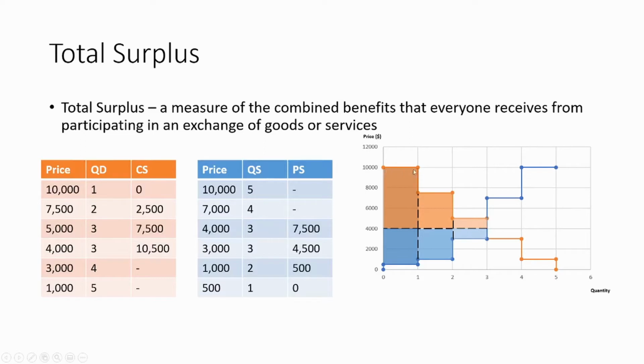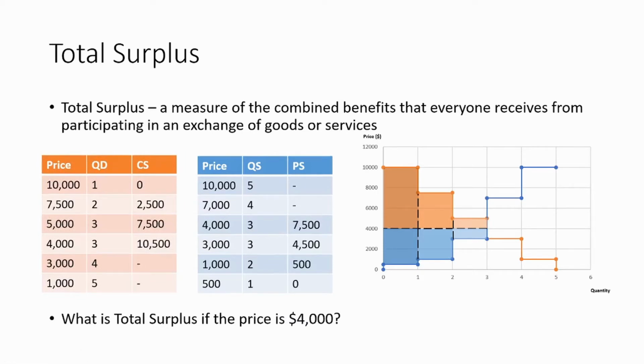Our first individual at a price of $4,000 gets $10,000 minus $4,000, or $6,000. Our second individual is going to get this $7,500 minus $4,000, or $3,500, and then this last individual is going to get their $5,000 minus $4,000, or $1,000. If you add all those together, we get $10,500. That's our consumer surplus when the price is $4,000, and our quantity demanded will be 3. At a price of $4,000, we can also do the same thing for our producer surplus. Add up all of these, and we'll get that our producer surplus is $7,500.